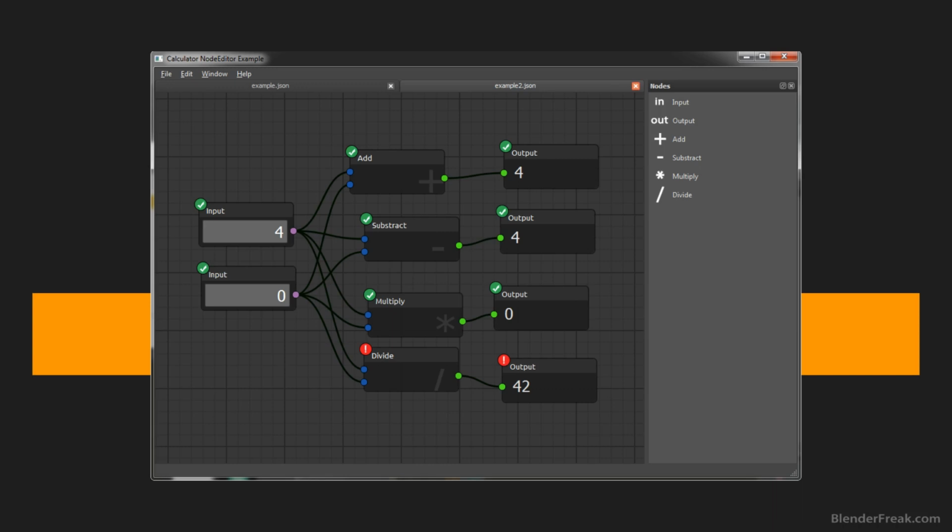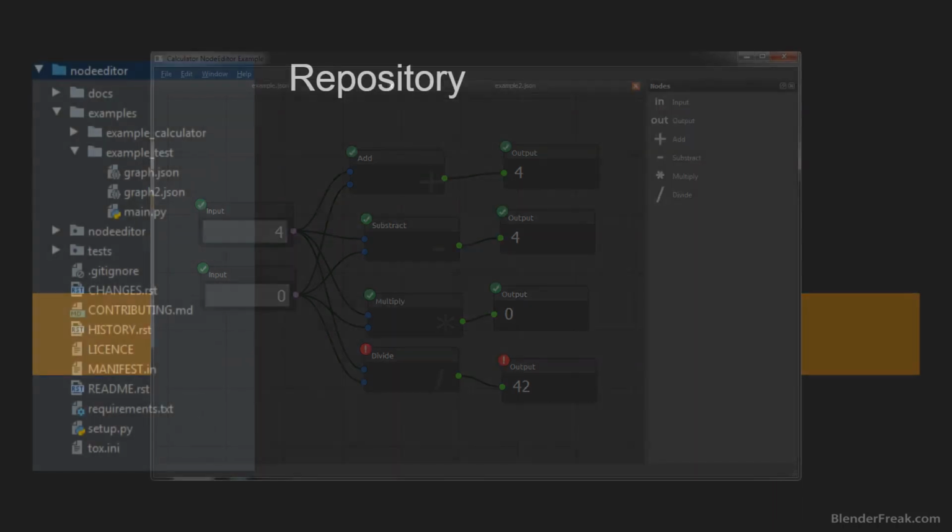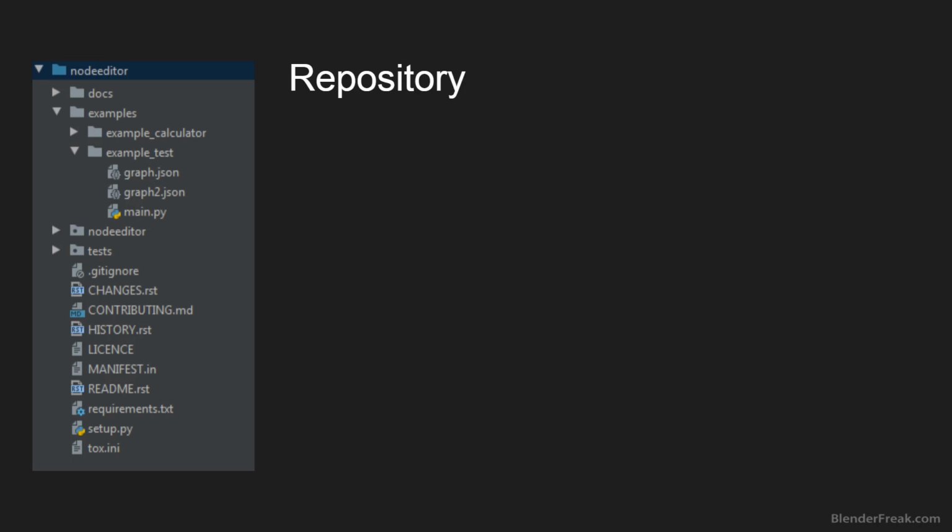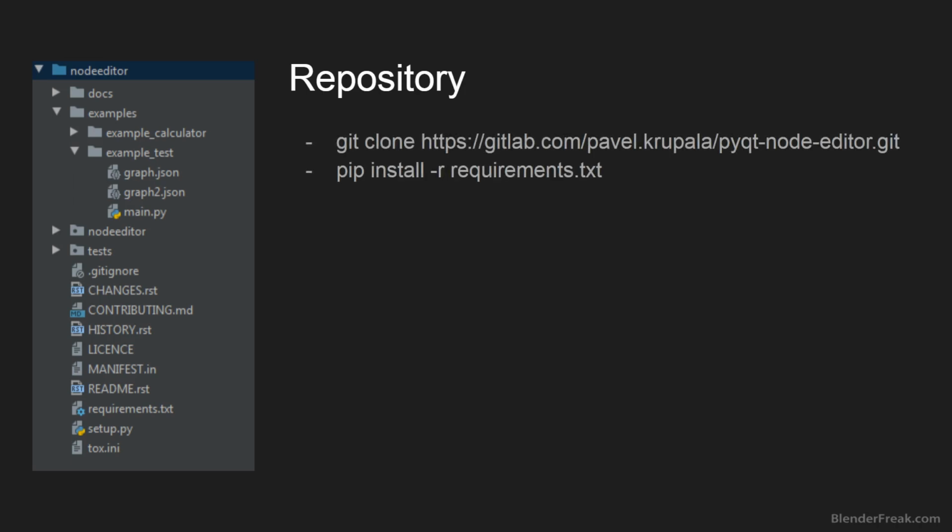In case you are wondering how to get to the code, you can just jump in and download the repository from GitLab, which is located here, or you can just pip install Node Editor and you will get the code as well. All of the links are going to be in the description of the video, as well as any other useful information. So on the left side you can see how the repository looks like.